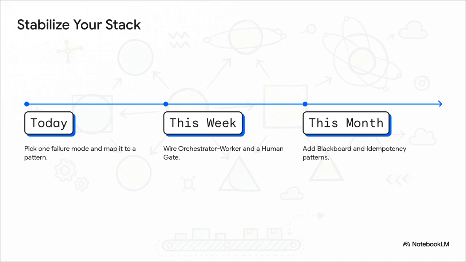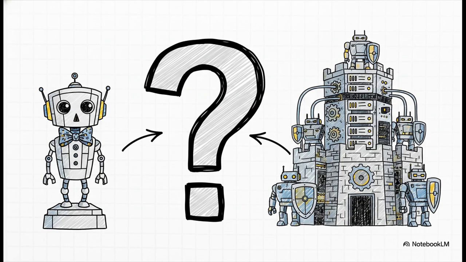This month, add the Blackboard and implement idempotency. Don't rush it. Add complexity only when production actually forces your hand. I'll leave you with this final provocative thought to chew on. Are you building robust distributed systems, or are you just playing around with luxury chatbots? True engineering scales way past the flawless local demo.